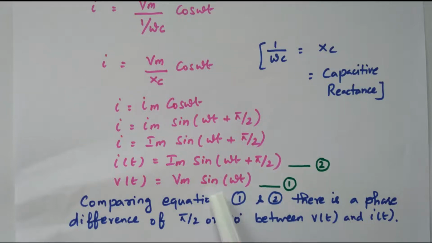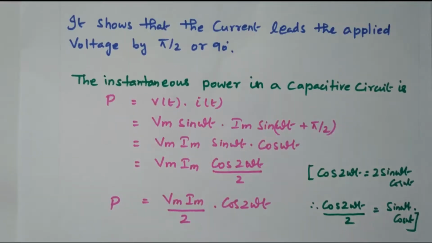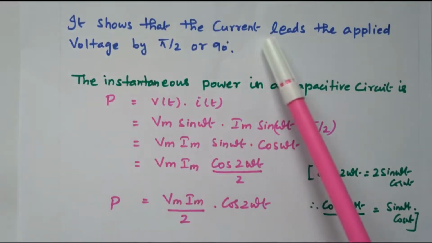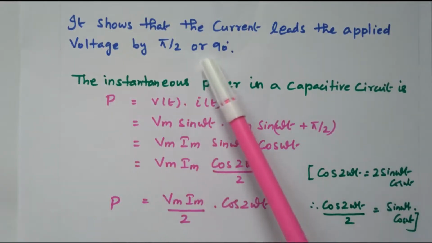What is the sin value? Here sin omega t, and here sin(omega t plus pi by 2). That is, current is leading the voltage by 90 degrees, pi by 2. In case of an inductor, it is minus pi by 2, which means lagging the voltage by 90 degrees. Here plus pi by 2 is there. So by comparing equations 1 and 2, there is a phase difference of pi by 2 or 90 degrees between voltage and current.